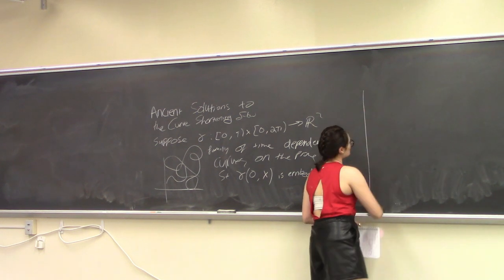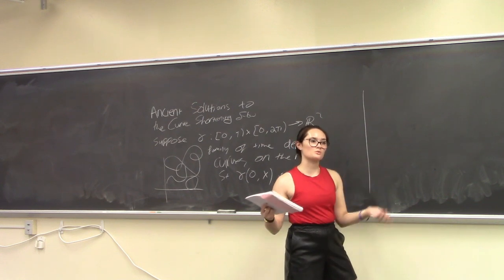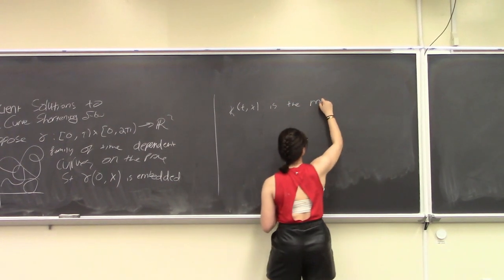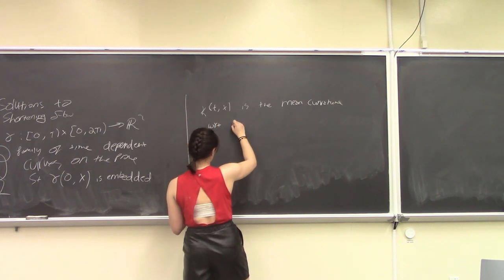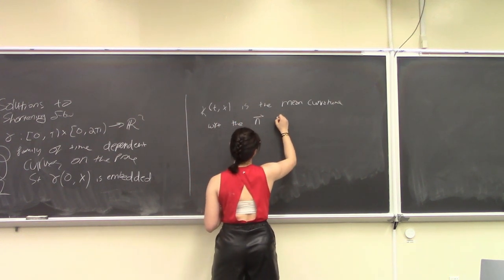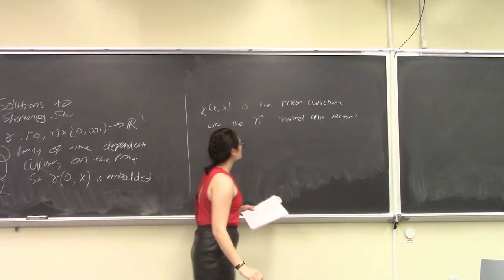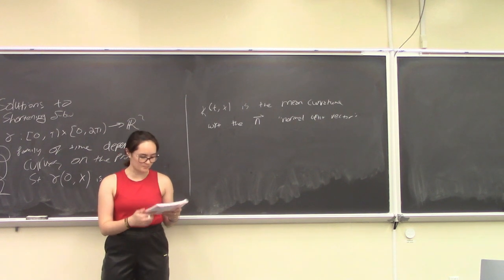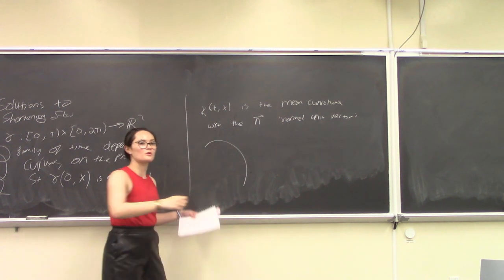Okay. One thing that we need to understand is just a general notion of curvature. From Calc 3, you might remember that if you're looking at a circle, curvature is 1 over the radius. So what we're looking at here, we're going to call kappa of t comma x, the mean curvature, with respect to the normal unit vector. If you've seen some geometry before, this is the trace of the second fundamental form. But all that really matters is that when you see this, you understand that if you're looking at a curve, it's how twisted it is, how far away it is from being a straight line at any point.